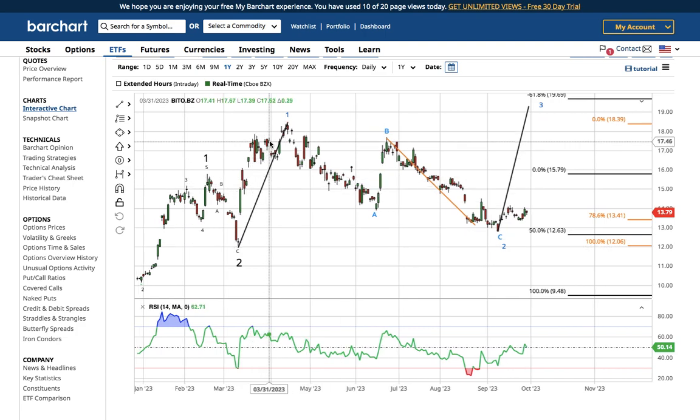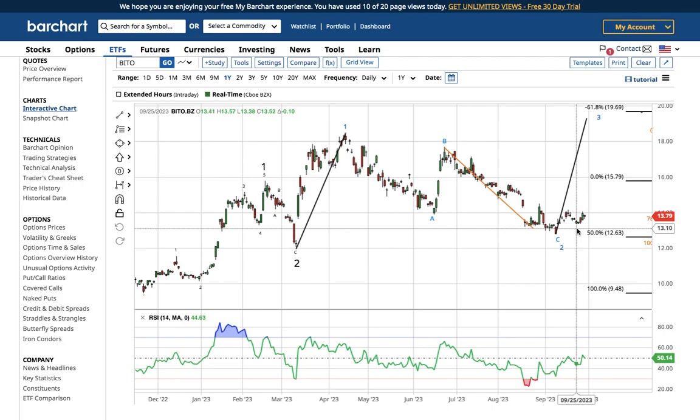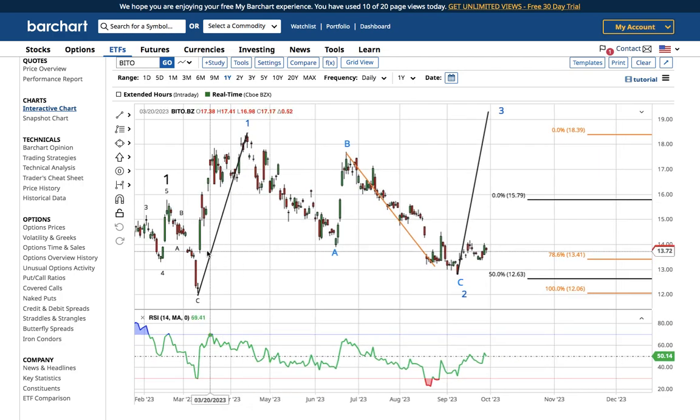So for Bitcoin, I'm going to focus on this count just within the cycle from the 310 low, wave 1, and this ABC correction is what I want to focus on. A, B, C correction for BITO. So it ended at the 78.6% retracement. That means the best invalidation is 12.06 for this nest view, that it's 1, 2, 1, 2, wave 3 of wave 3. It can't be a nest if it goes below 12.06.